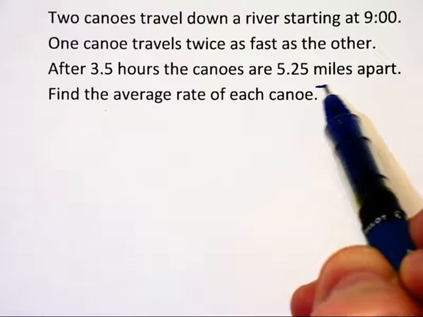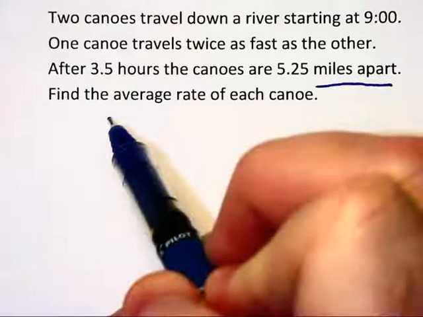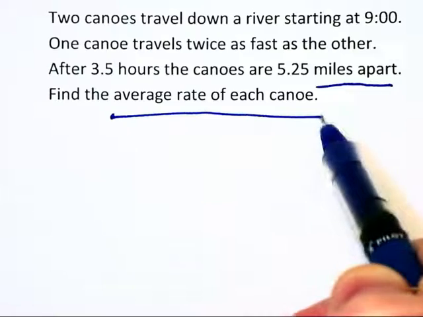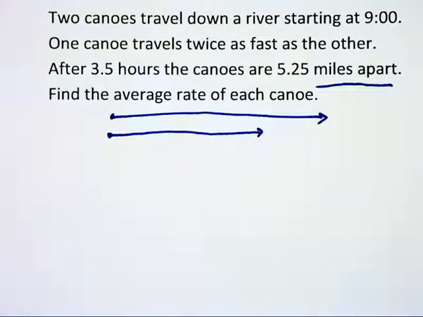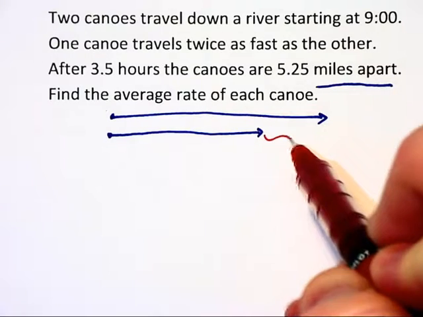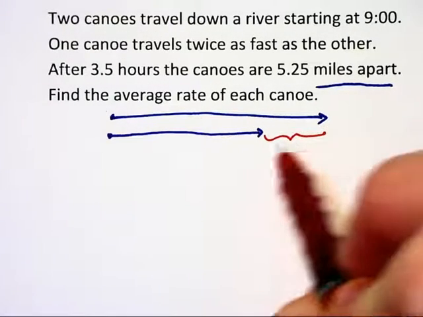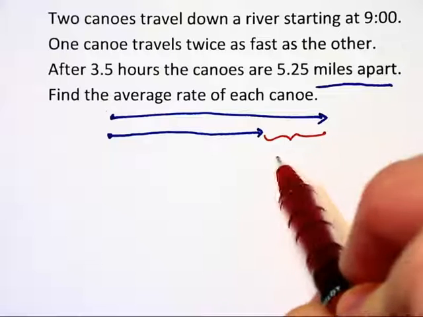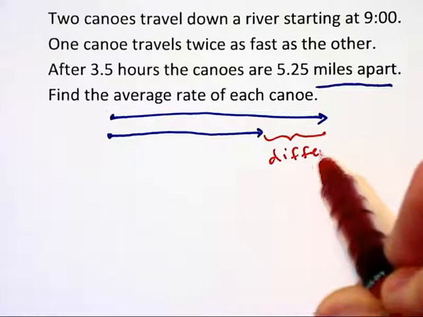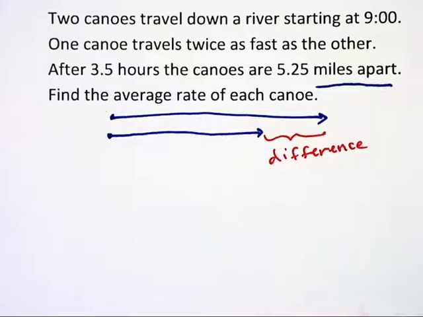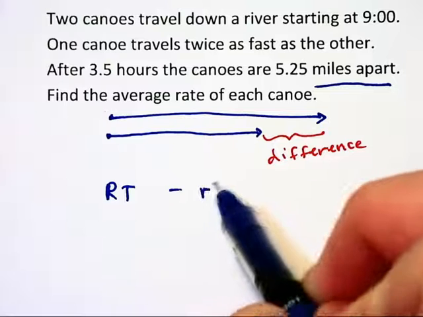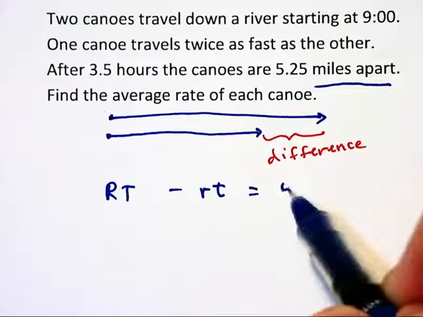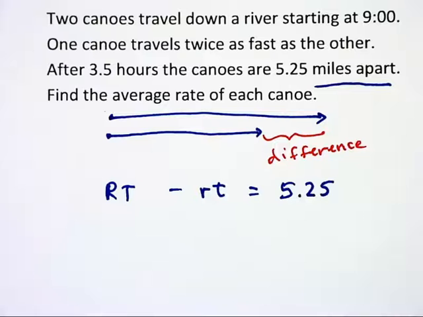This is not a total distance, but a distance they are apart. One is traveling faster than the other. Here's the other one. They're traveling in the same direction. And what we have here is how far apart they are after those 3.5 hours. So this is actually a difference in their distances, which is 5.25 miles. And therefore, we're going to have distance for one minus distance for the other is equal to 5.25.